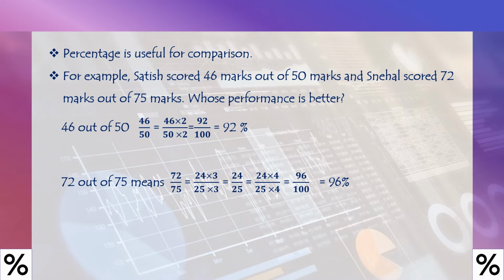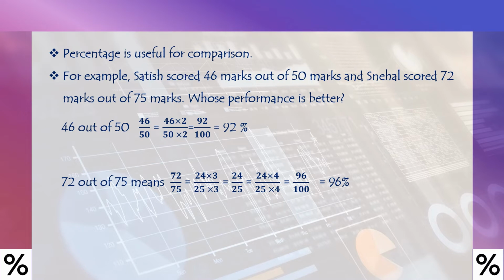If I divide 72 and 75 by 3, you will be left with 24 upon 25. Now 25 के साथ में हम लोग multiply कर सकते हैं कोई number that will give you 100. Yes, 25 into 4 gives you 100. So if you multiply in the denominator, you will multiply in the numerator also. So 24 into 4 is 96 and 25 into 4 is 100.